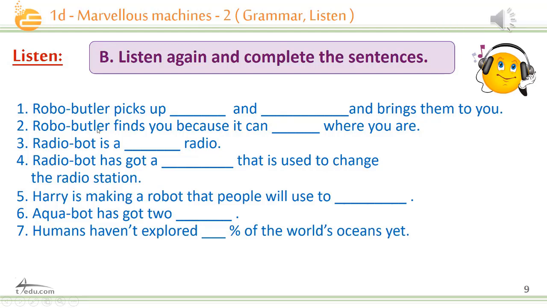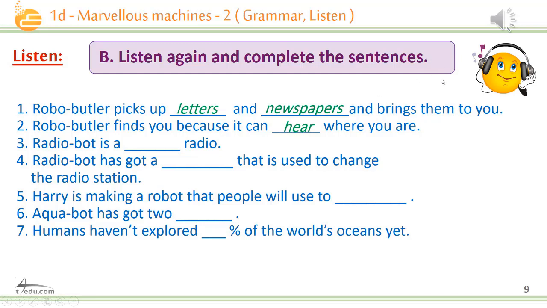Okay, so Robo Butler picks what and what? What does he go and collect from the door? Yes, excellent. He picks up letters and newspapers. Very good. Now, after that, he takes it in and then he gives a strange sound, which is like a beep sound. And then you can shout because it can, what can it do? Excellent. Very good. Hear. You can hear where you are.